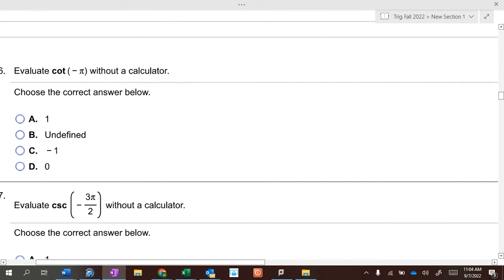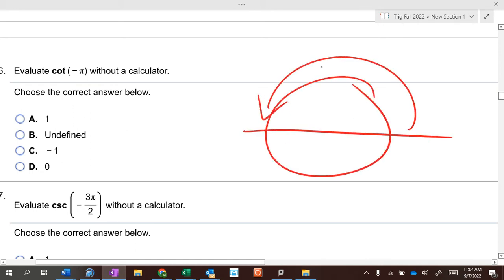Cotangent at negative pi. Where is negative pi? At 180, the same place pi is at. So we're over here. Okay, cotangent. What is cotangent? X over y. Your x value is negative 1. Your y value is 0. What's negative 1 divided by 0? Don't say 0!